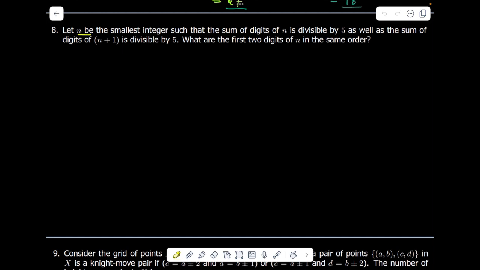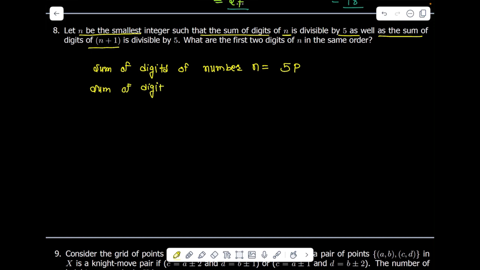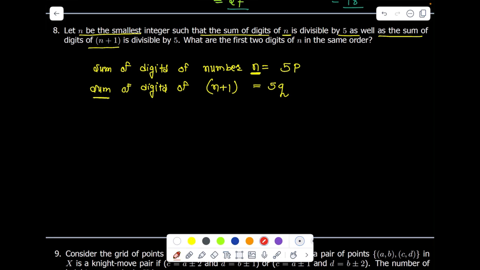Here is question number 8. Let n be the smallest integer such that the sum of digits of n is divisible by 5. So can I say that the sum of digits of number n is equal to 5p because it is divisible by 5. Also, the sum of digits of n plus 1. So if I add 1 to the previous number, and do the sum of all digits, that should also be divisible by 5. Let's say 5q.